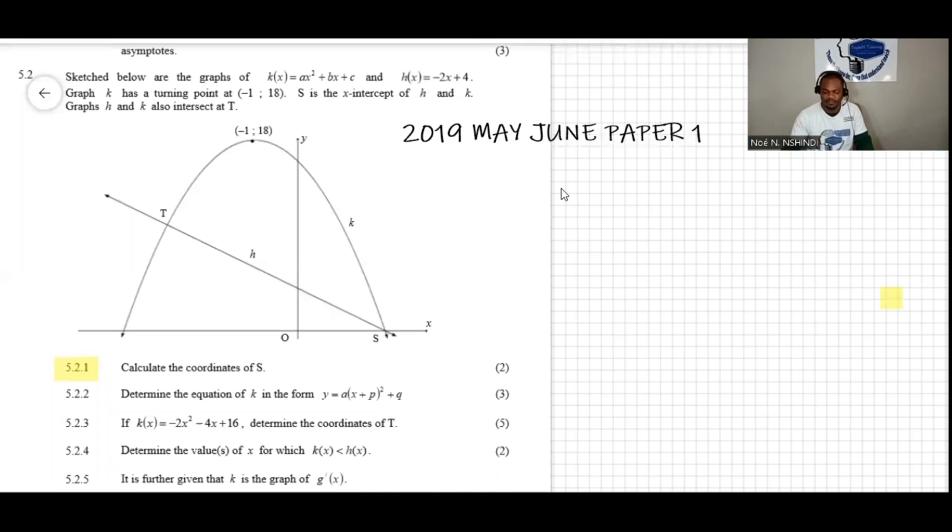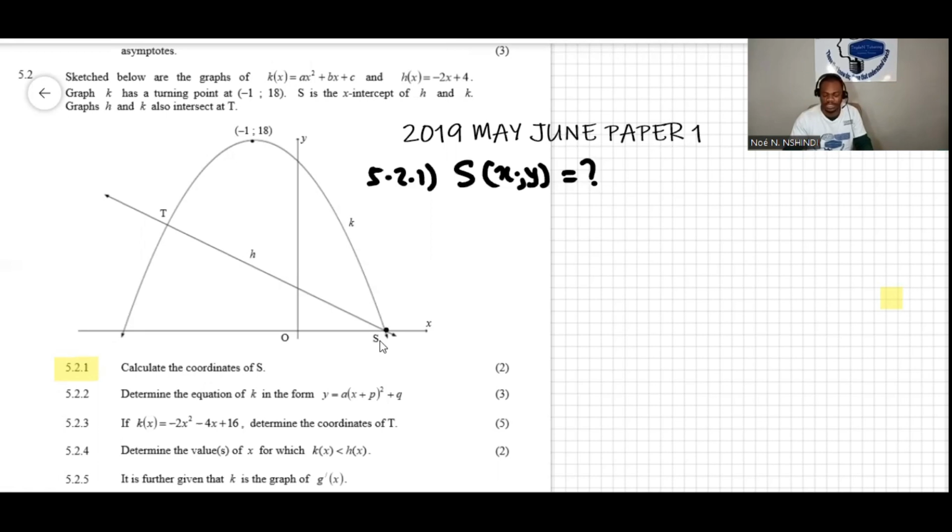Now, question 5.2.1. I'm going to write here question 5.2.1. The question says calculate the coordinates of S. So I'm going to write here S. We're looking for x and y, the coordinates of S. Now let's see. S is over here. S is the x-intercept of both equations, K and H.